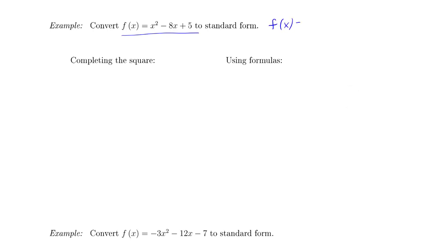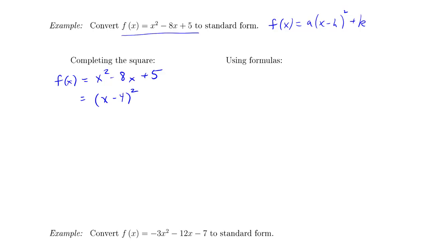So remember, the standard form is f of x equals a times (x minus h) all squared plus k. Okay, so I could do it by completing the square. If you remember how we did this, I said, well, this would come from x plus or minus something squared, and all I had to do is take half of the value here. All right, so half of negative 8 is negative 4.